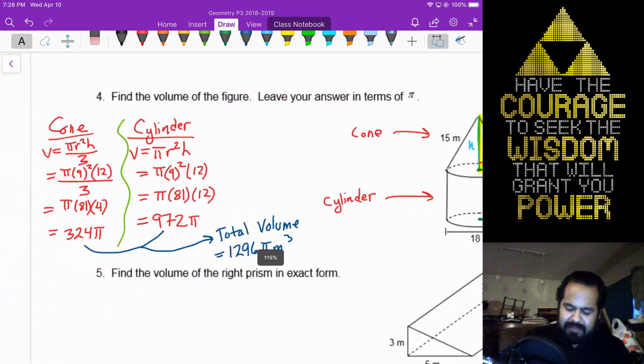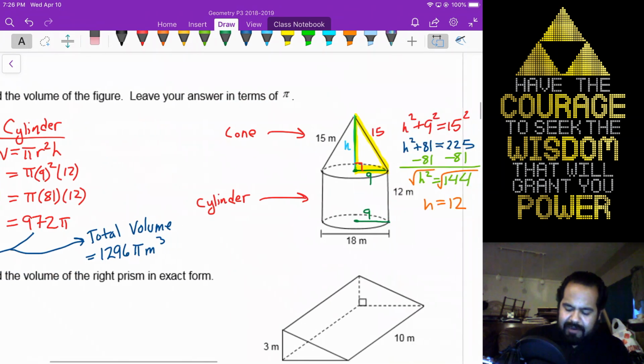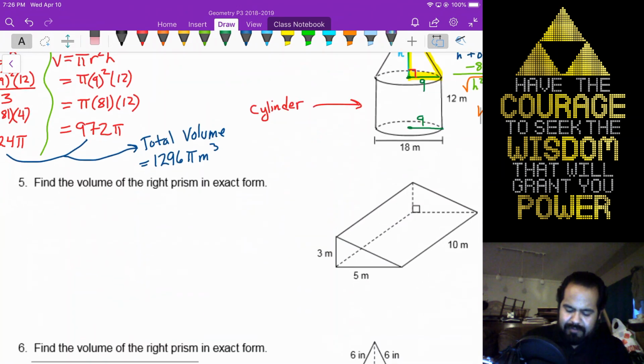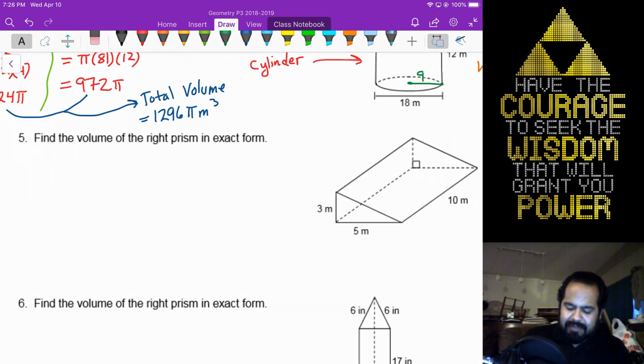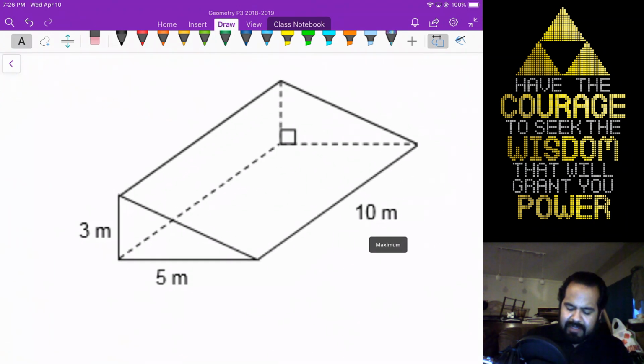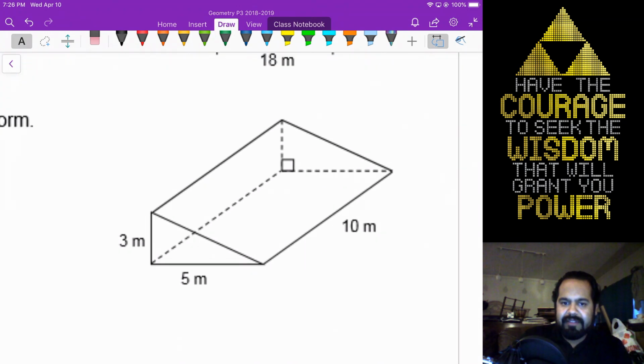All right, so let's see here. Find the volume of the figure. Boom, all done. Find the volume of the right prism. So let's see here. I noticed that there's a right angle here, which means that there has to be a right angle here. So we're going to go ahead and move that over.